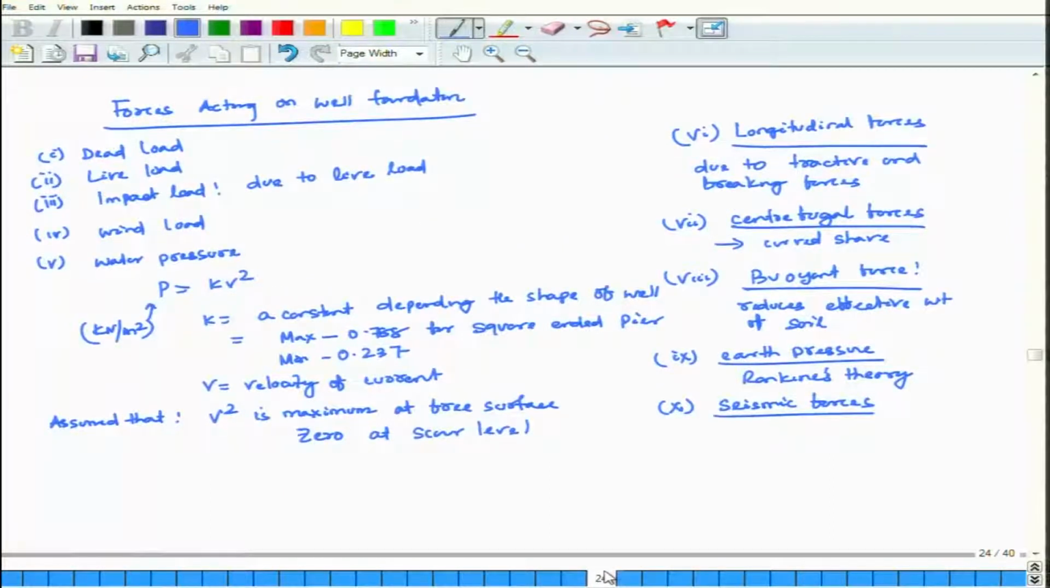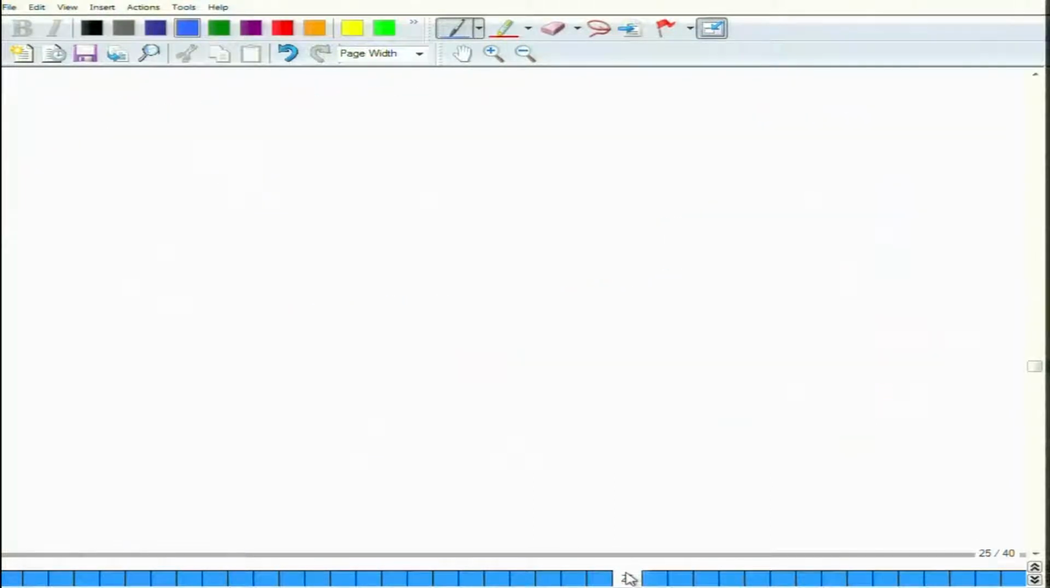Then what are the forces acting on the well foundations? Dead load, live load, impact load. Impact load is basically due to the live load, wind load, water pressure load, longitudinal forces, centrifugal forces, buoyancy forces, earth pressure and seismic forces. Now let us start with the stability analysis.